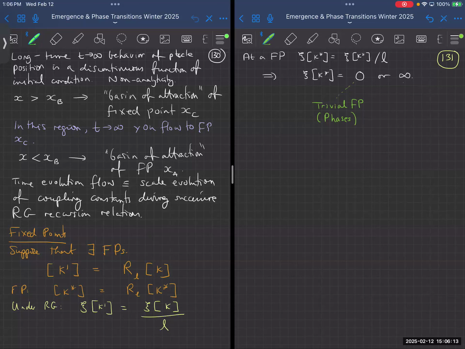When the correlation length is equal to infinity, we know what that means. What does that mean? We're at the phase transition. We're at the phase transition temperature. So we're literally at the critical point. So this we call a critical fixed point. This physical interpretation is that you're at the critical point.